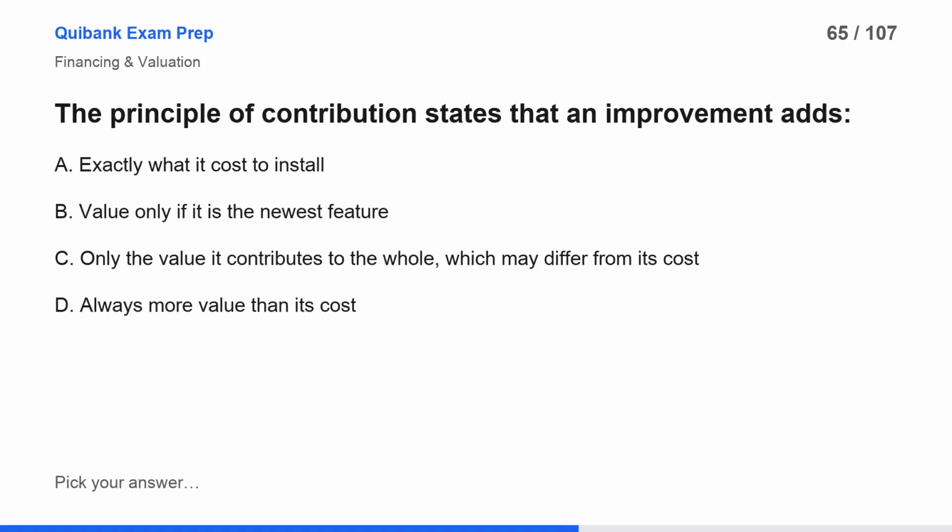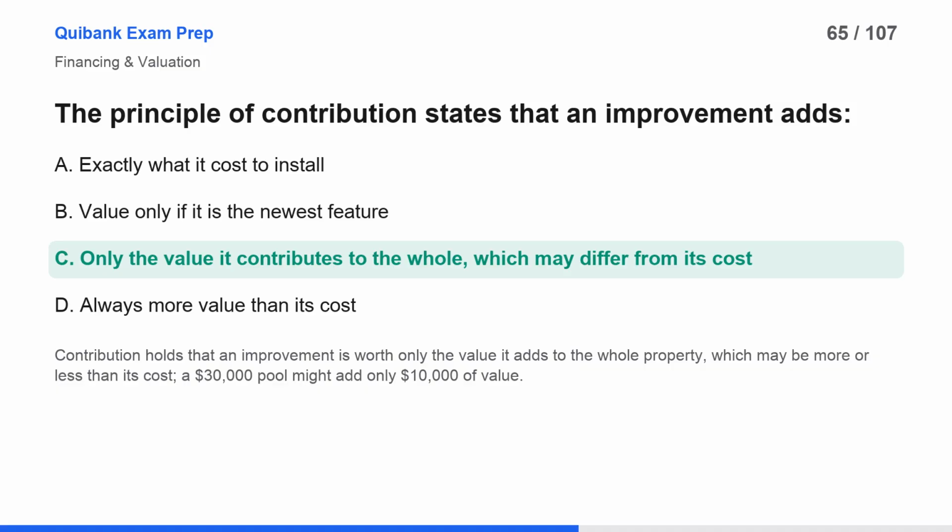Question 65. The principle of contribution states that an improvement adds A. Exactly what it costs to install. B. Value only if it is the newest feature. C. Only the value it contributes to the whole, which may differ from its cost. D. Always more value than its cost.